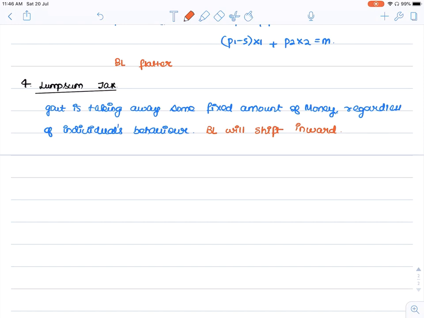Budget line will shift inward. Well, then you have the rationing constraints, right? What do you mean by rationing constraints? So for example, one of the goods could be rationed.